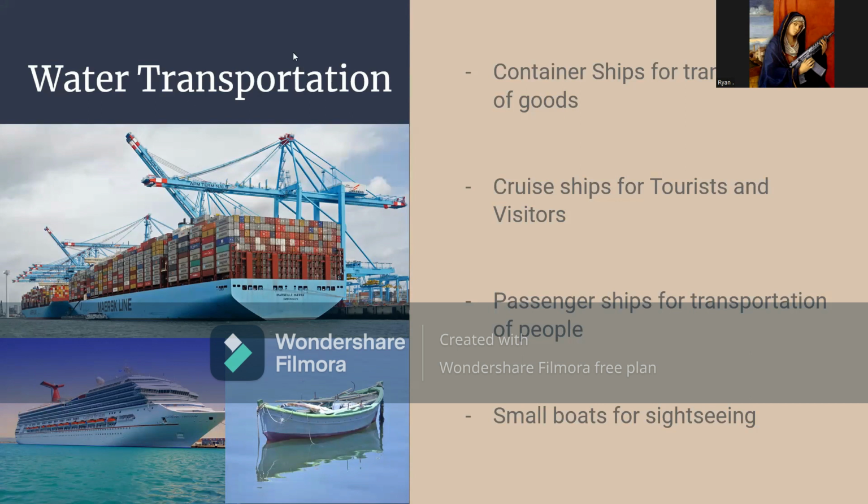This is water transportation. The first are container ships for transportation of goods. The second is cruise ships for tourists and visitors. And the third, passenger ships for transportation of local people. And the last, small boats for sightseeing tours that you can rent at hotels or restaurants, etc.